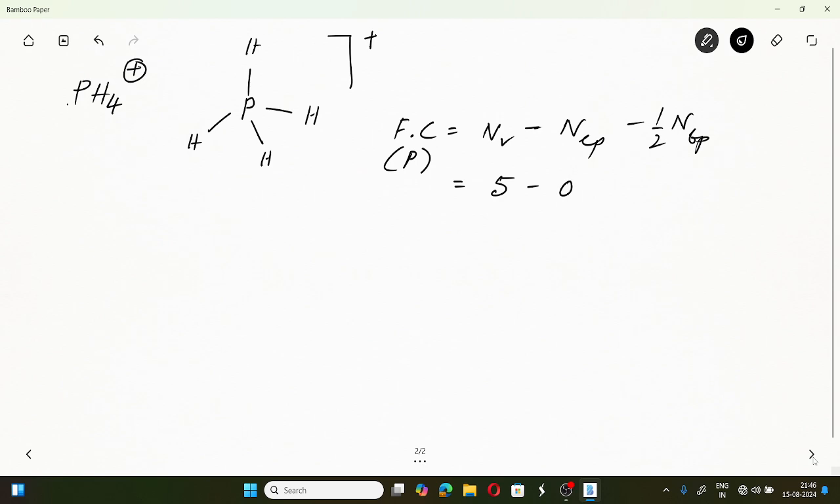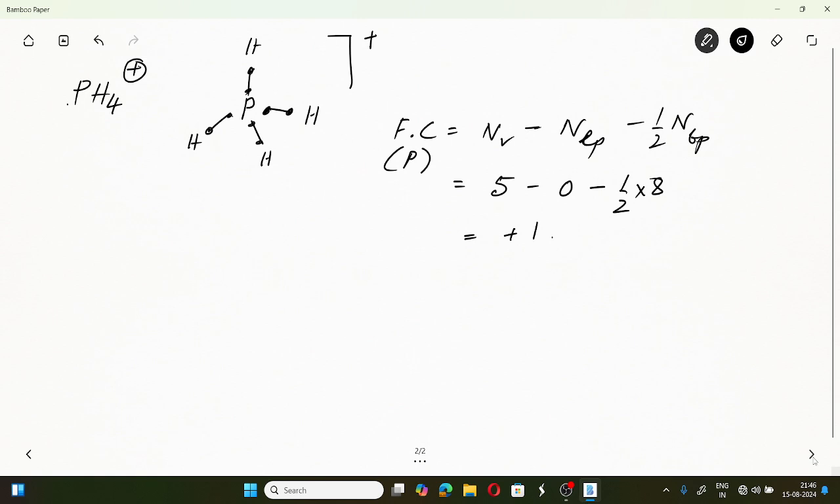Number of lone pairs is 0. There are no lone pairs of electrons. The number of bonded electrons is 8, because there are 4 bonds. So the formal charge over phosphorus will be +1.